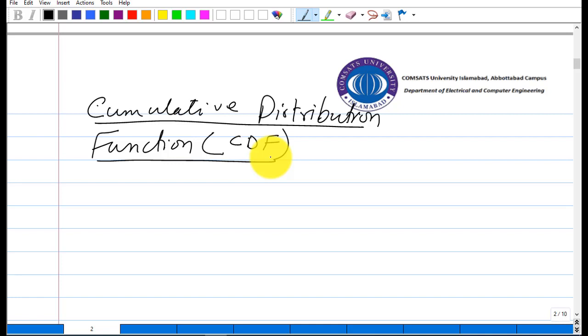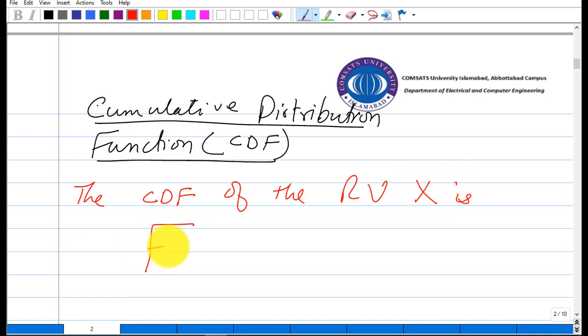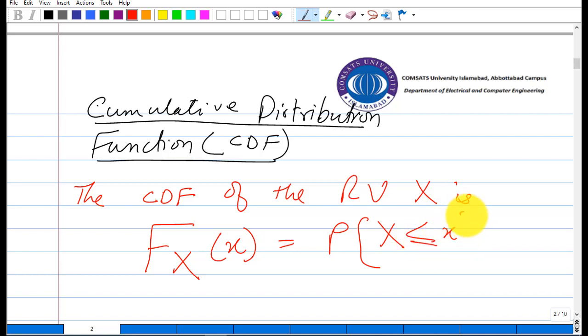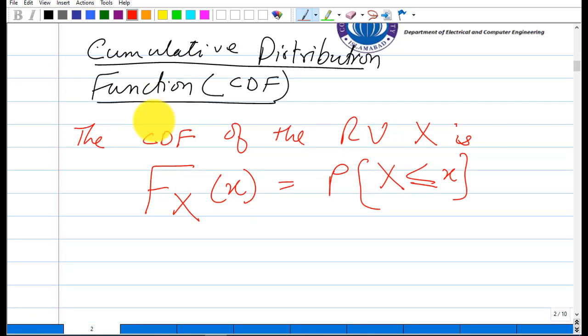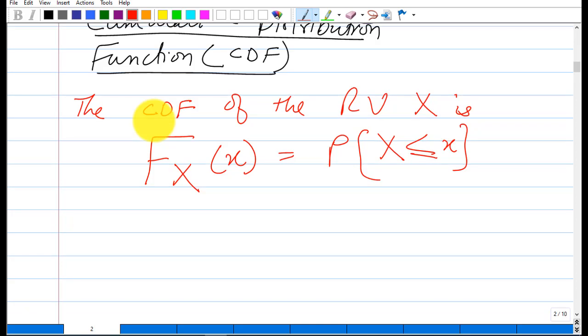So the cumulative distribution function, the CDF, of a random variable X is defined as F sub X of x equal to the probability that X is less than or equal to x. Now, as the name suggests, cumulative distribution function, actually the probabilities accumulate at every step, and how that happens we will see in the examples. But from the definition we can see that it shows all the probabilities that are less than or equal to a certain value of x in the range of X.